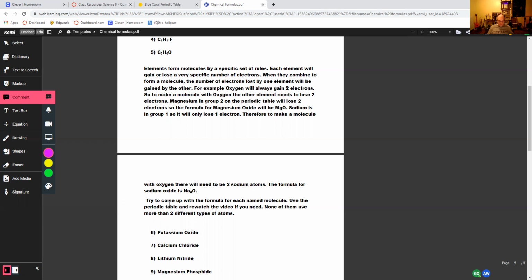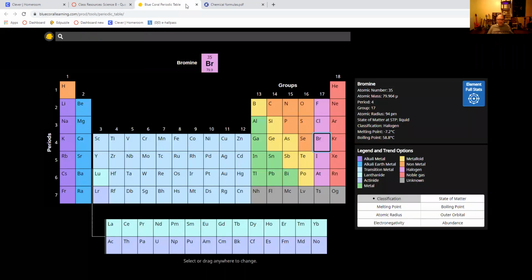One that, without me there, might be potassium, was throwing a lot of people off. Let me go to the periodic table again. Potassium is K. If you go over here to P, you're going to get phosphorus.